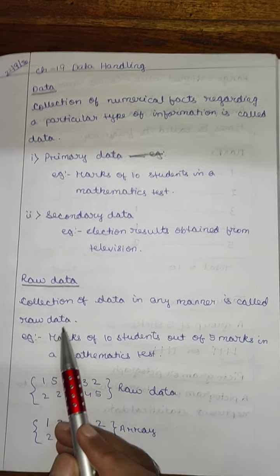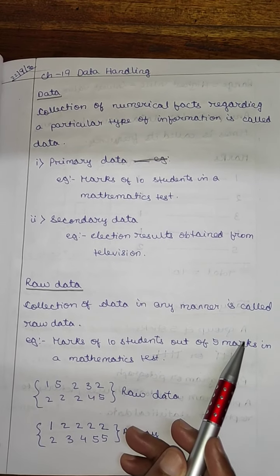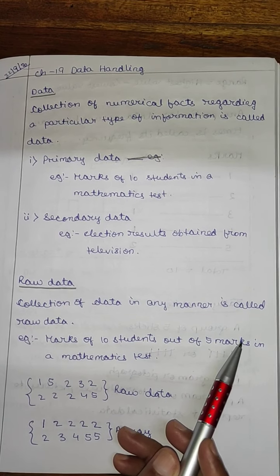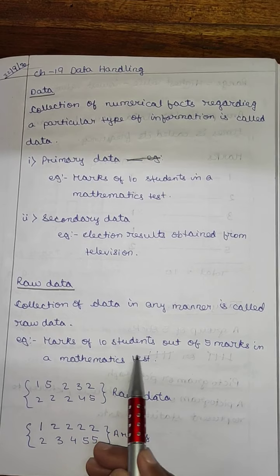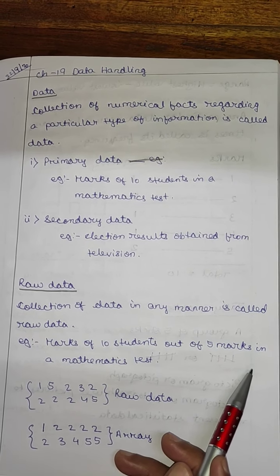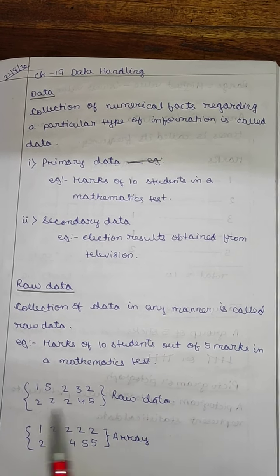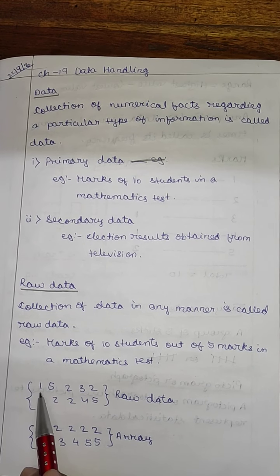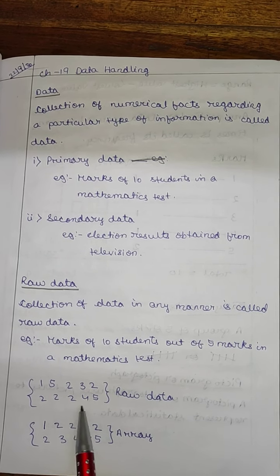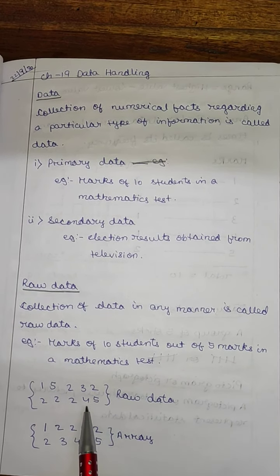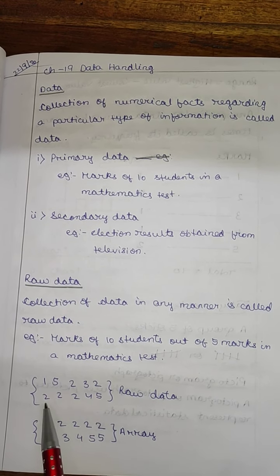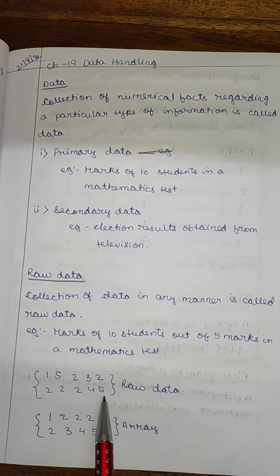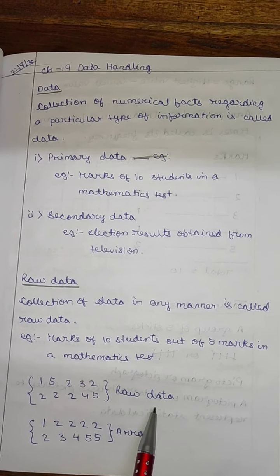Now raw data. Collection of data in any manner, not in a proper arrangement, is called raw data. One example: marks of 10 students out of 5 marks in a mathematics test. I have given this example: 1, 5, 2, 3, 2, 2, 2, 4, 5. These are the marks obtained by 10 students. We didn't arrange anything, randomly collected, small, big, all mixed up. This collection is known as raw data.